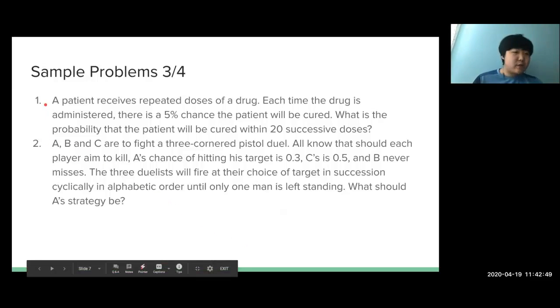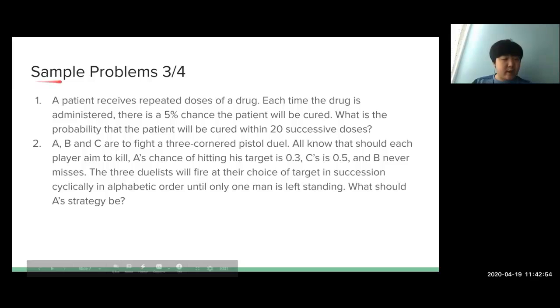There's a couple of other sample problems that I'd like you to go ahead and maybe pause the lecture if you'd like, to go ahead and solve. So basically, number 1 says a patient receives repeated doses of a drug. At each time the drug is administered, there's a 5% chance that the patient will be cured. What is the probability that the patient will be cured within 20 successive doses?